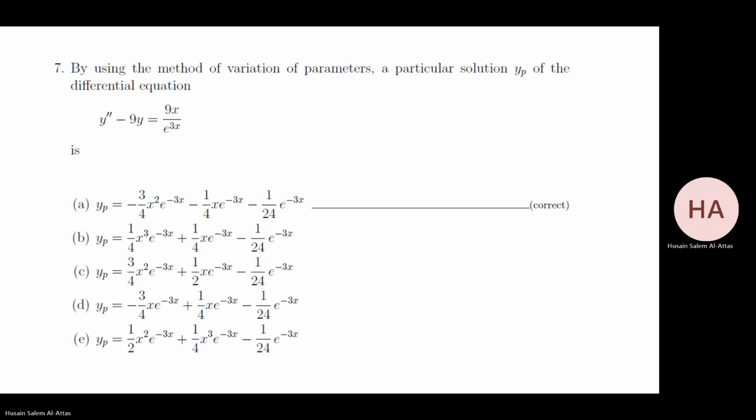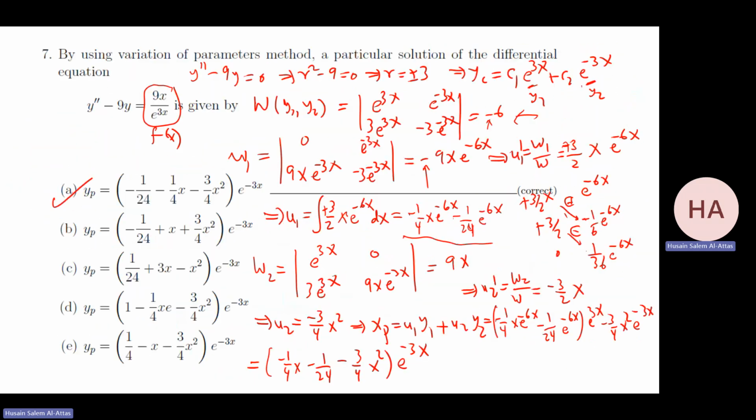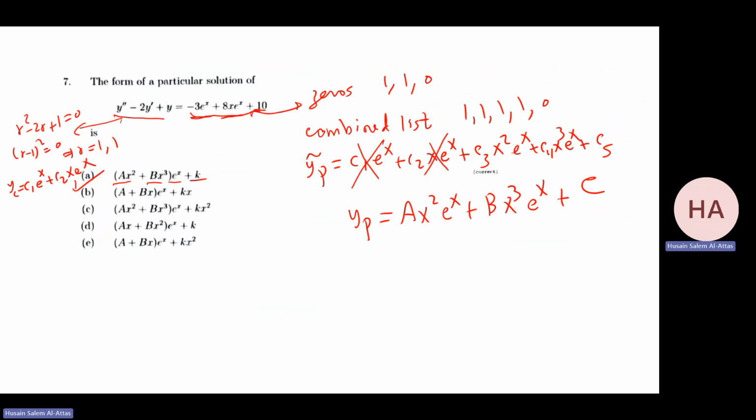By using the method of variation of parameters, the particular solution of this, we did that before. Yeah, we did it before, I think. If I remember well, it's this one. So I have minus 1 over 24, minus 1 over 4, minus 3 over 4.